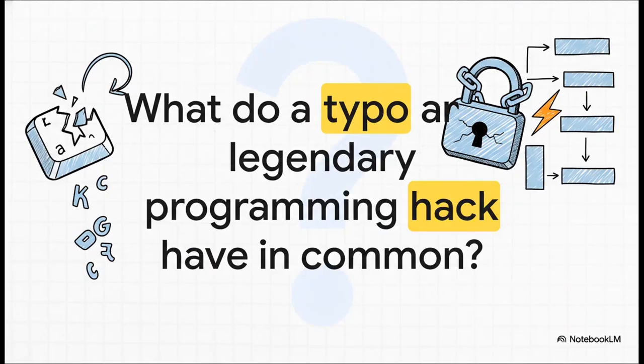What could a simple typo and a legendary programming hack possibly have in common? I know, it sounds impossible, right? But the answer actually reveals a much deeper truth about how our programs really work. Turns out, they're both about controlling the flow of execution.